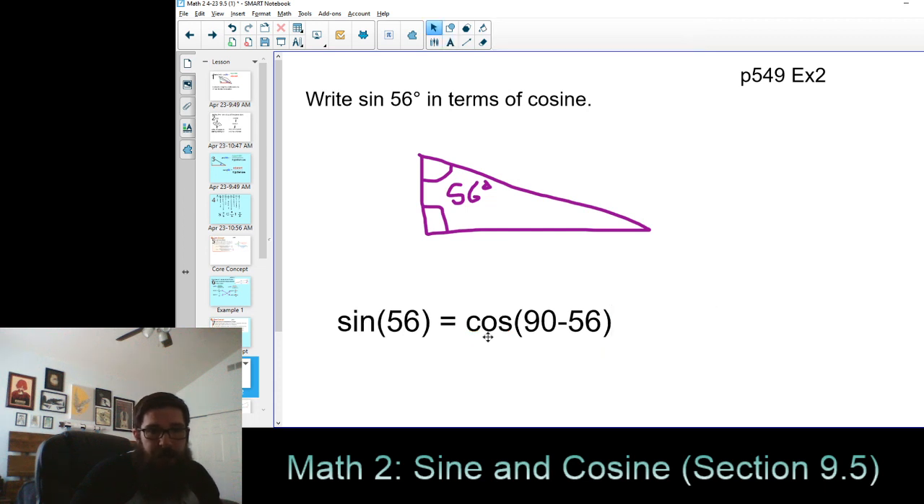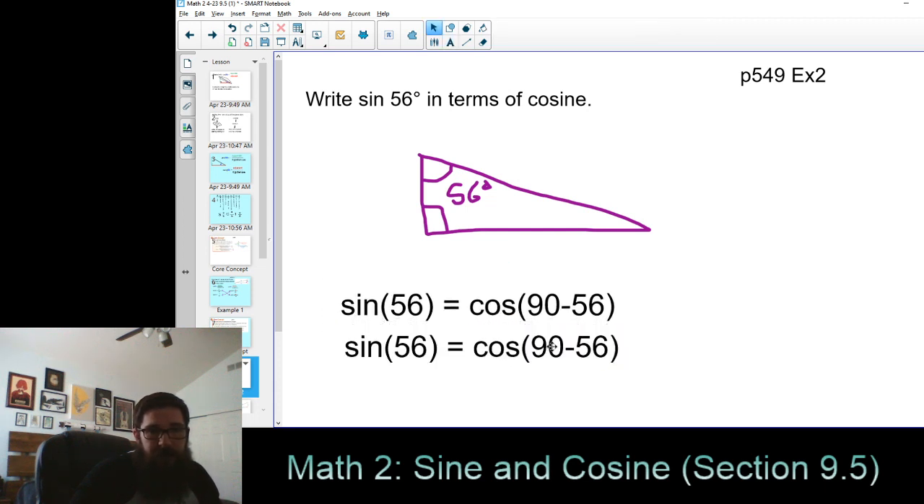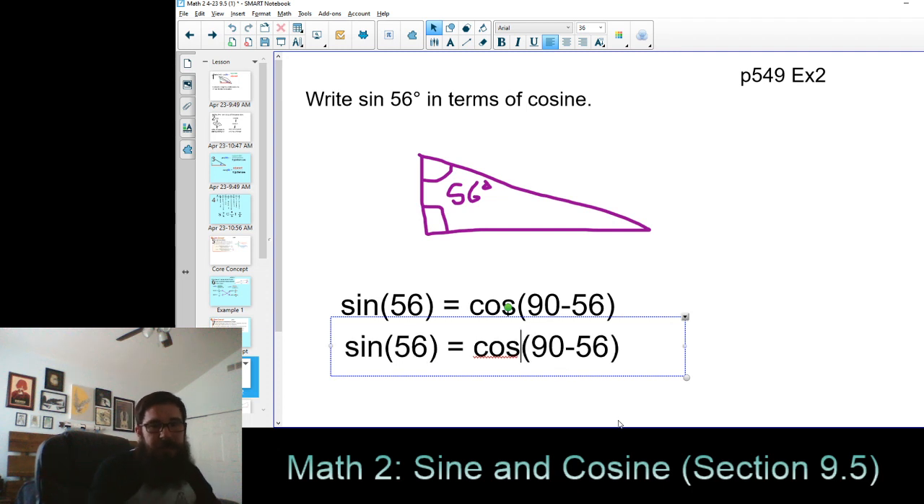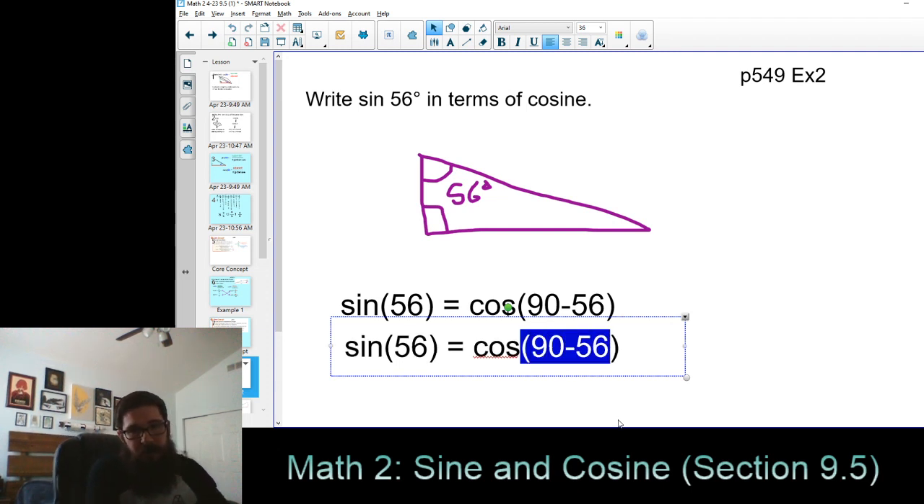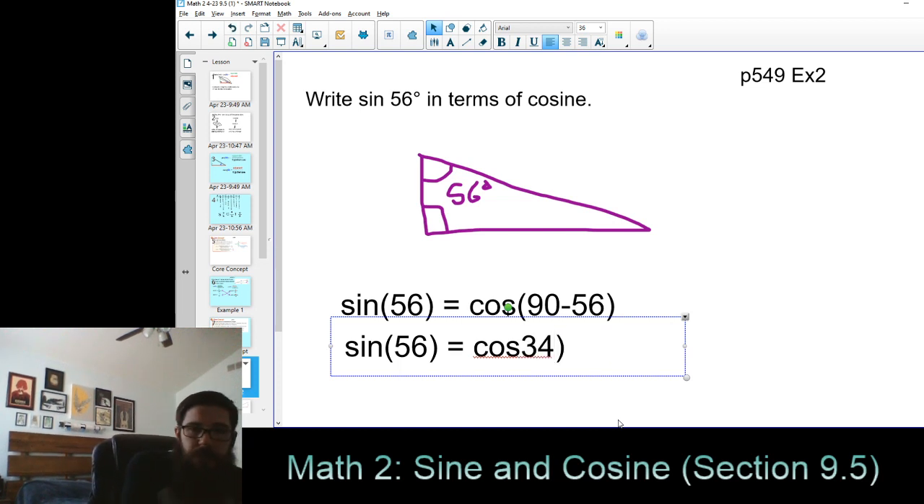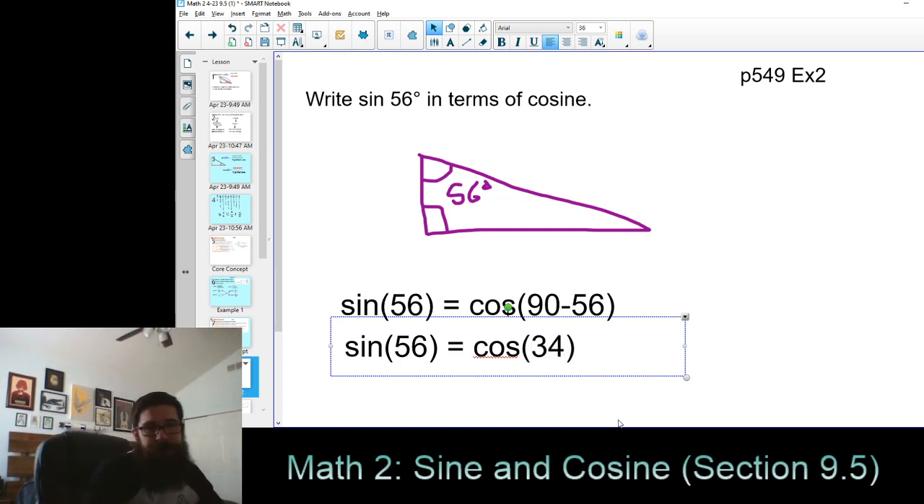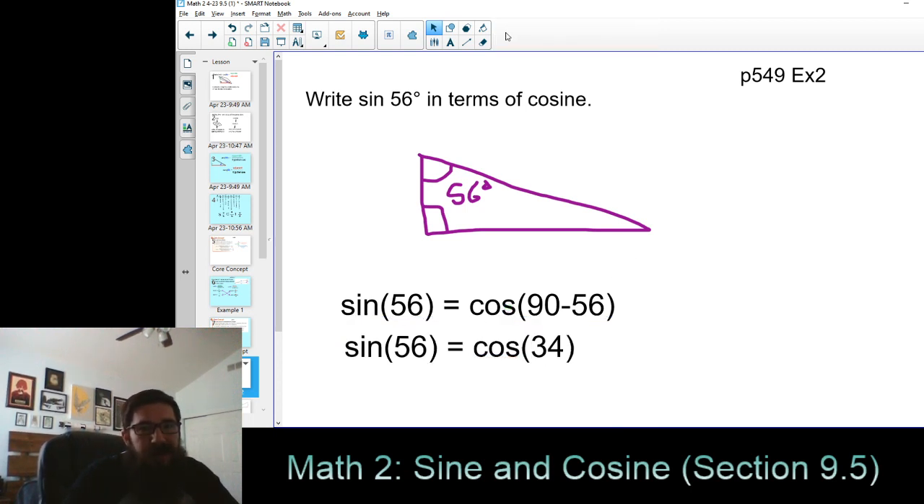All right, let's clean that up a little bit. What's 90 minus 56 going to be? 90 minus 60 would be 30. We've taken away an extra 4. So what's that going to be? 34. Oops, I lost a parenthesis. Sine of 56 and cosine of 34 are the exact same thing.